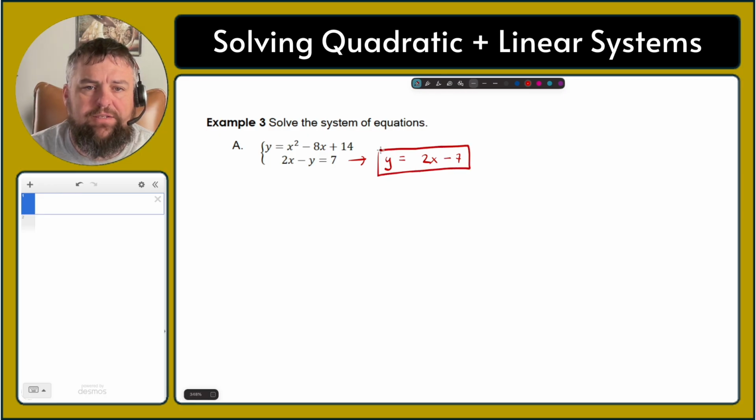Okay, so we're going to take this and substitute it in place of y into the first equation. So it becomes 2x, let's go with the x squared first. So x squared minus 8x plus 14 equals 2x minus 7.